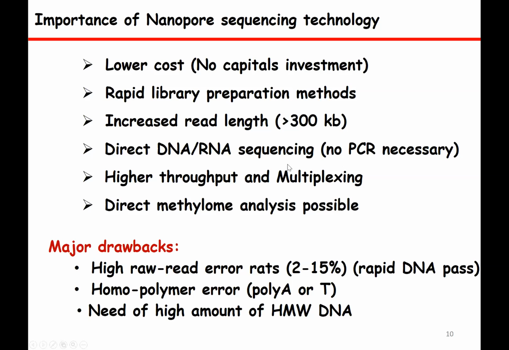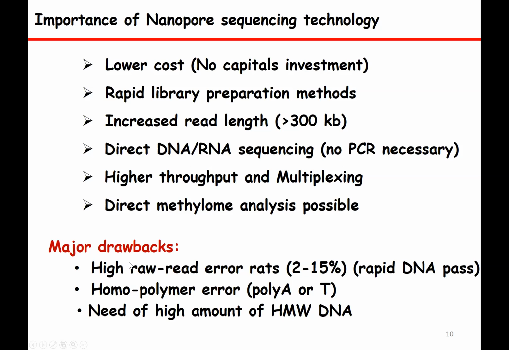What we're doing otherwise is sequencing by synthesis, especially in the Illumina case. There is also high throughput and multiplexing available. And direct methylome analysis: you don't have to do any separate sequencing for methylome analysis. Just using this direct DNA sequencing, we can analyze the methylome pattern. I'll show you in the forthcoming slides.